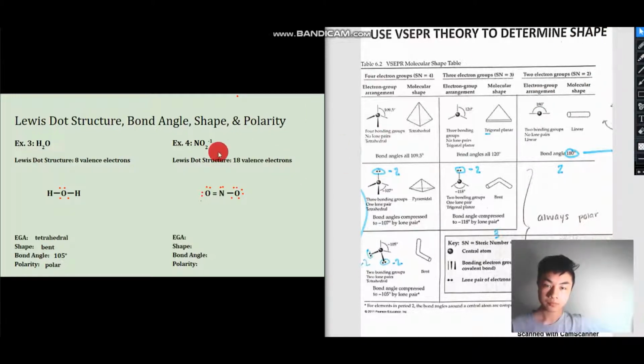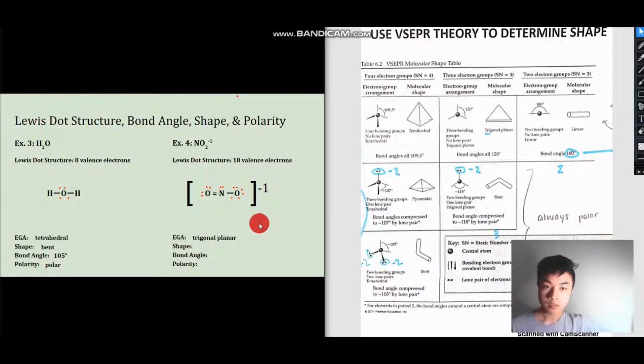However, because there is a -1 charge, what we're going to have to do is just put a bracket around it and put a -1 because it has a -1 charge. It's an ion, and so that's what you're going to need to do for all the ions. And so next, the EGA is going to be trigonal planar because it has 3 electron groups, 1, 2, and 3.